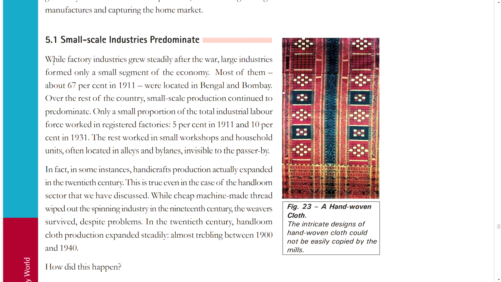Over the rest of the country, small-scale production continued to predominate. Only a small proportion of the total industrial labor force worked in registered factories, 5% in 1911 and 10% in 1931. The rest worked in small workshops and household units, often located in alleys and bylanes and invisible to the passerby.